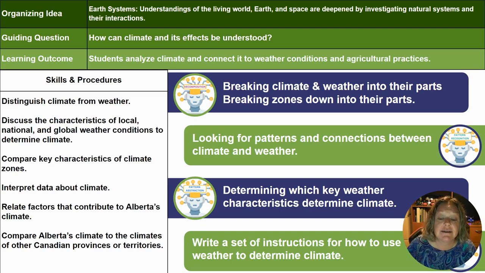So asking students to write a set of instructions for how to use weather to determine climate. So we've learned all this. You now know how to determine climate based on weather conditions. Write a set of instructions that a machine or another person could follow. And we're going to be really getting deep into the skills and procedures here from Earth Systems because we're asking students to essentially instruct, and we're also transferring in those computer science skills.